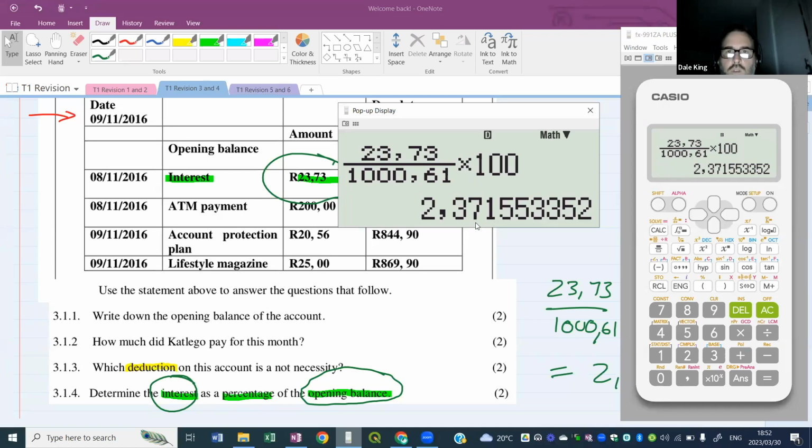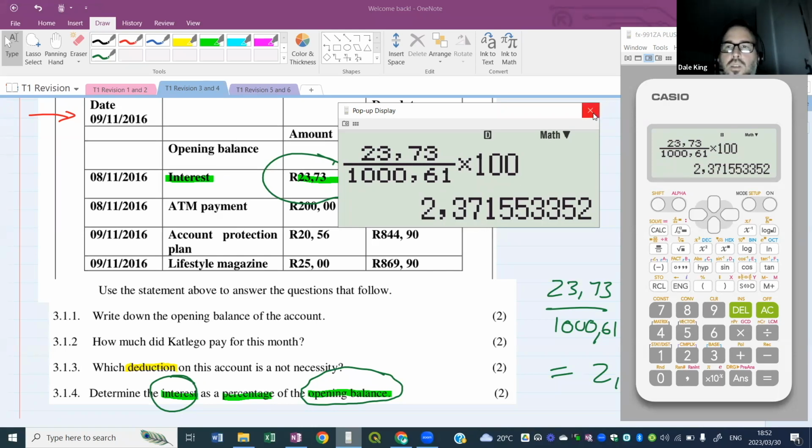Okay, so when you're rounding off to 2 decimal places, you look at the second decimal place, 7. Will the number behind it change? If it's 5, 6, 7, 8, 9, yes, it will change to an 8. But if it's 4, 3, 2, 1, 0, then it won't change. It'll just be 2,37.